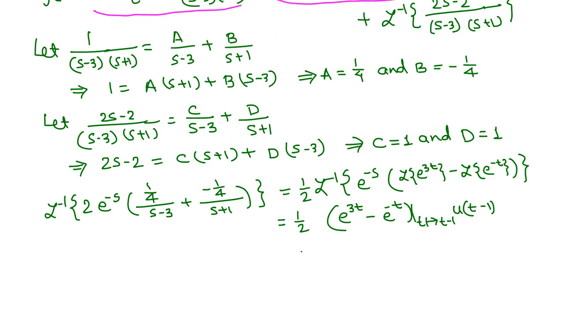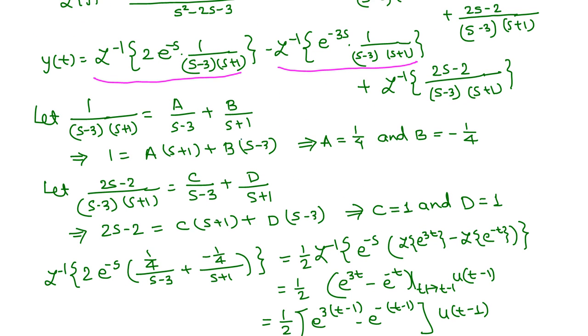So we get 1/2 times e raised to 3 times t minus 1, minus e raised to negative t minus 1, times u of t minus 1. That's the inverse Laplace of the first term. Now we need to go for the second, and then we go for the third.